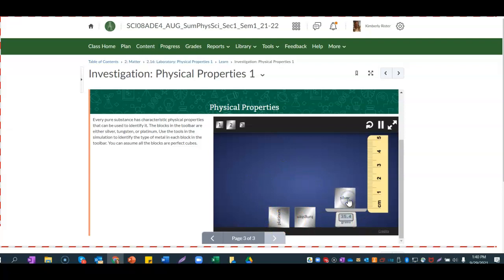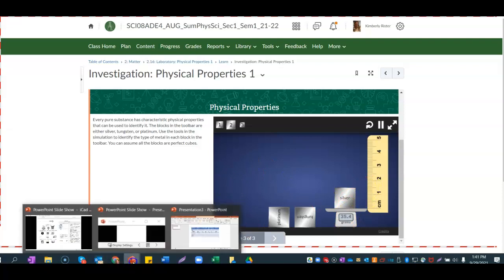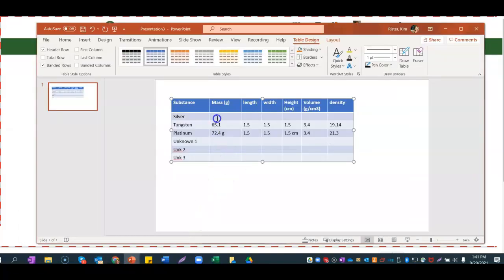All right. So now we can see that silver is 35.4. Our scale is back in the right spot, so it's 1.5 as well. So 35.4. So we go back here. And for silver, 35.4.